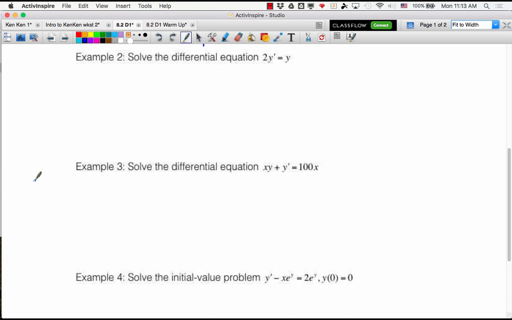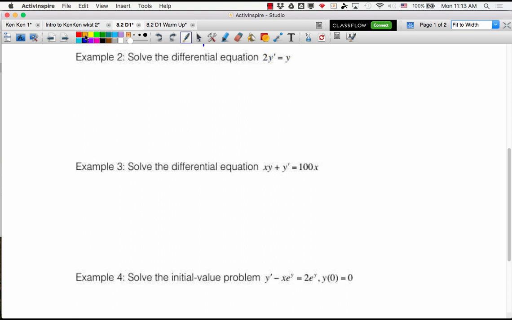Okay. Example 2. Solve the differential equation. Now, this is a very typical one. This is, dare I say, a very popular one on the AP test. If there were a popularity contest on the AP test, it'd be this problem. We could probably win every year. We have 2y prime equals y.